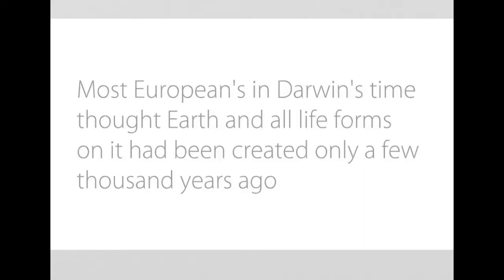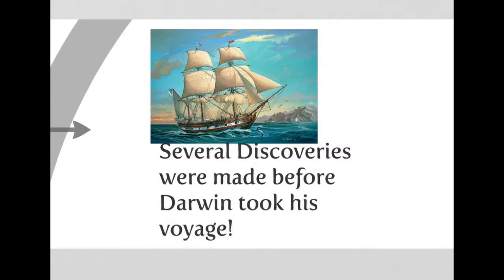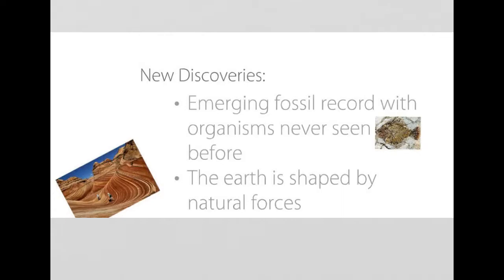And so one of the big things that Darwin's theory of evolution due to natural selection is based on is this idea that the Earth has been around longer than a couple thousand years. So several discoveries were made before Darwin took his voyage, and these things influenced him highly when he was seeing things, which we'll talk about later. A couple of new discoveries: there was an emerging fossil record.